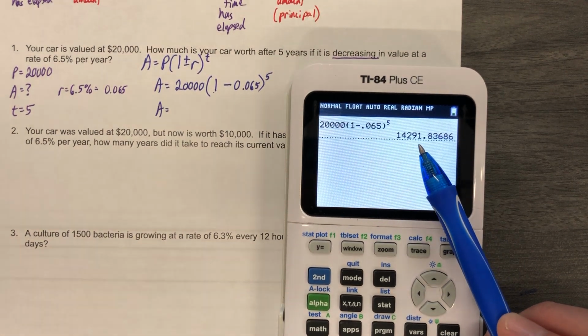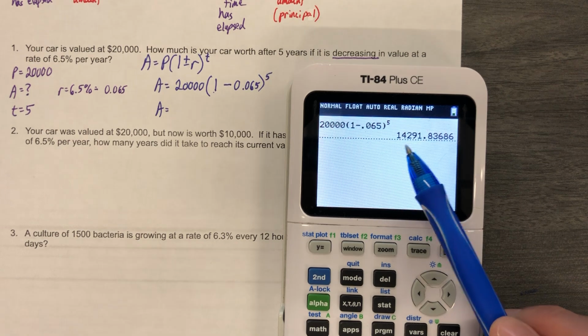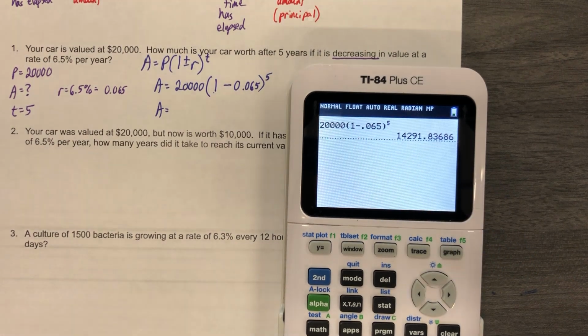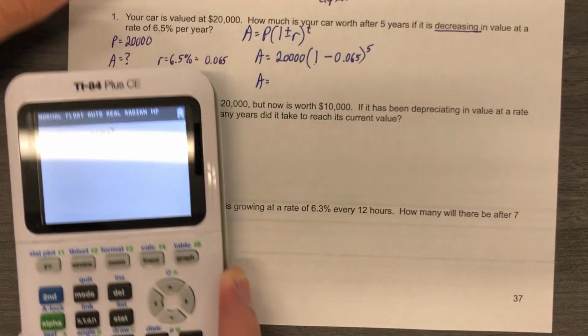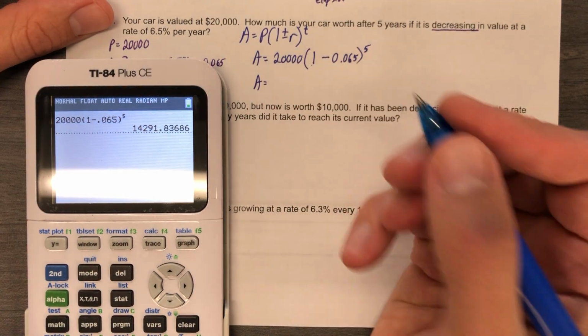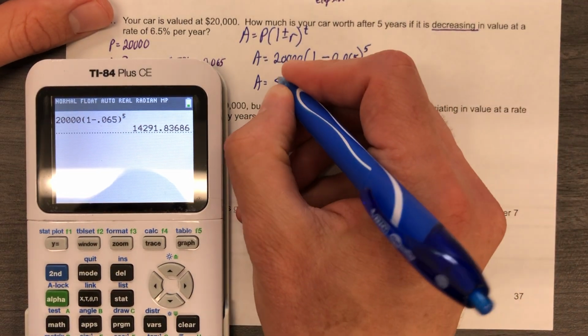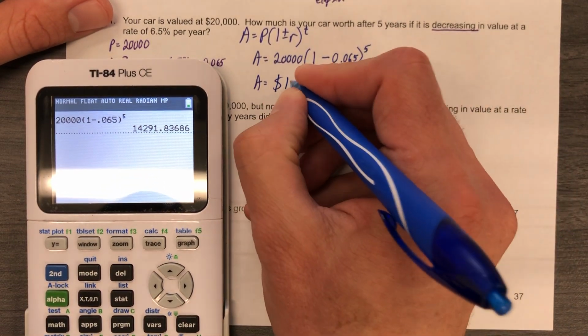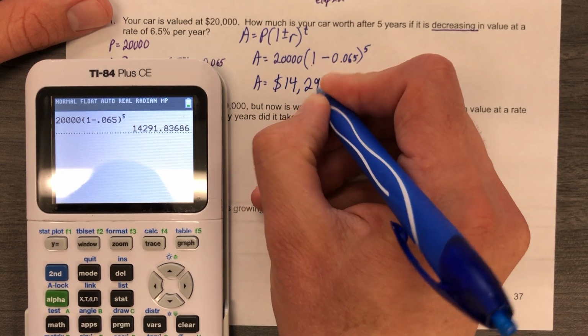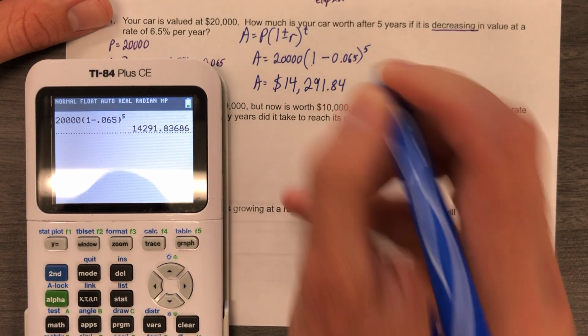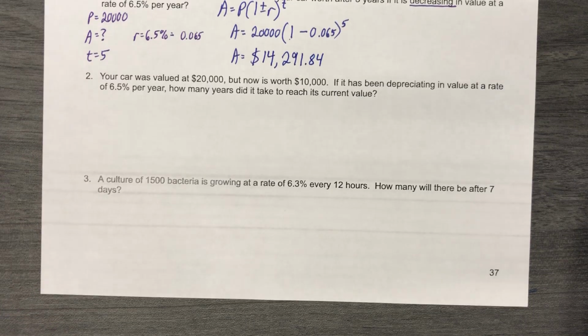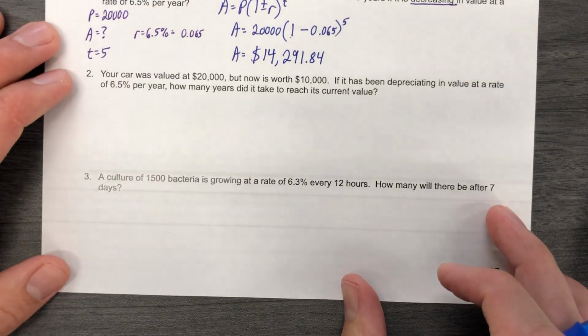They may round to the nearest $100. Or they might just say 14,291 or 14,290. They didn't say where to round. Generally, when they don't tell you where to round and it's money, let's use 2 decimal places because it makes, joke coming, it makes sense. 14,291.84.